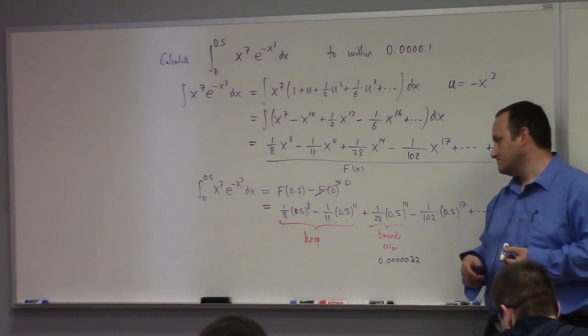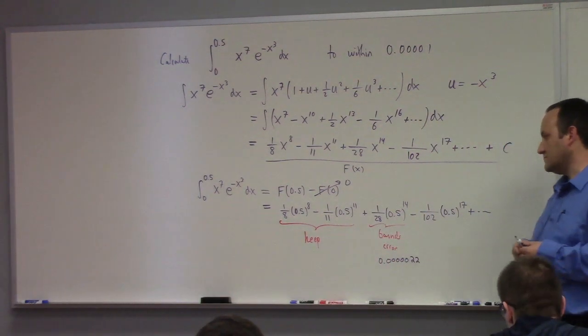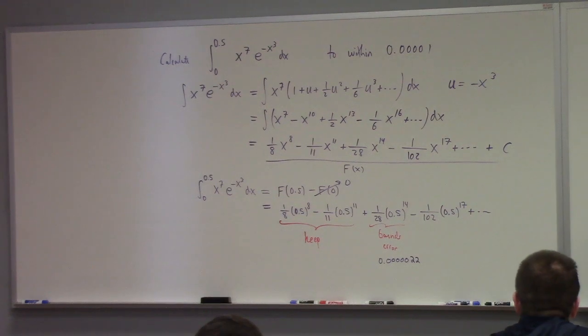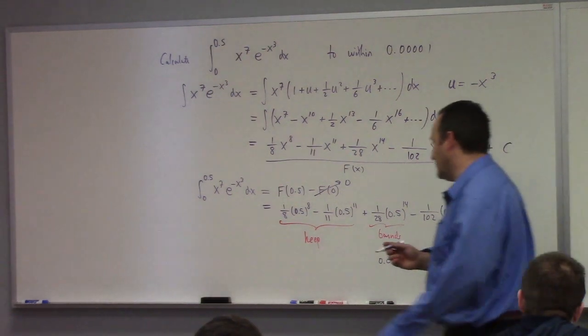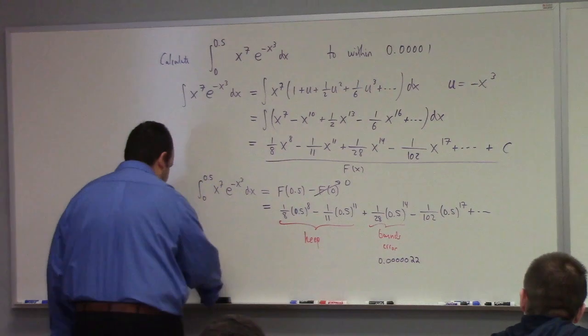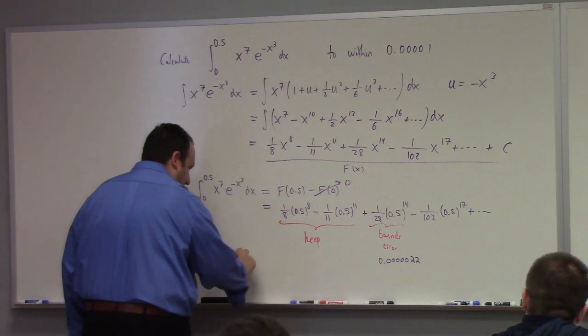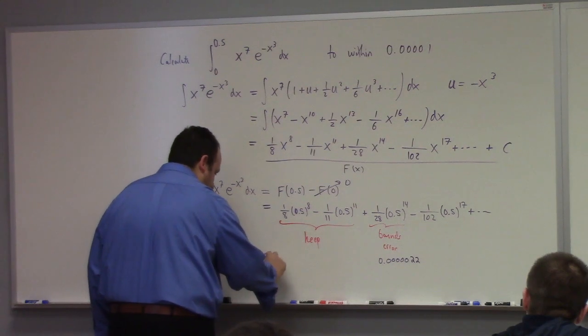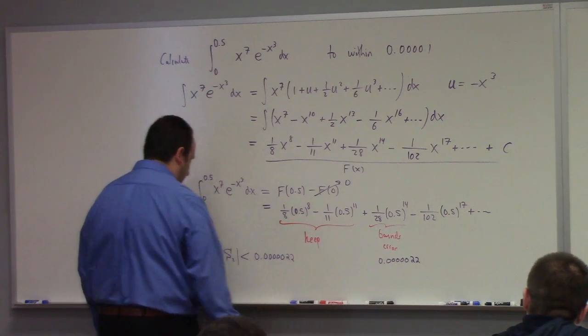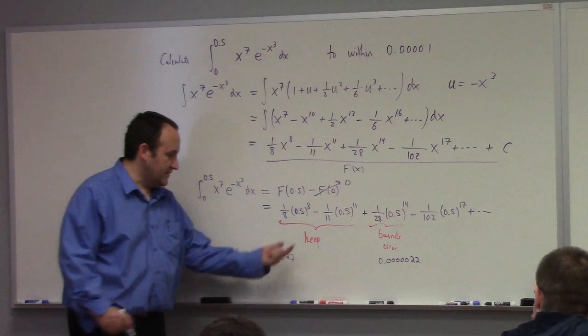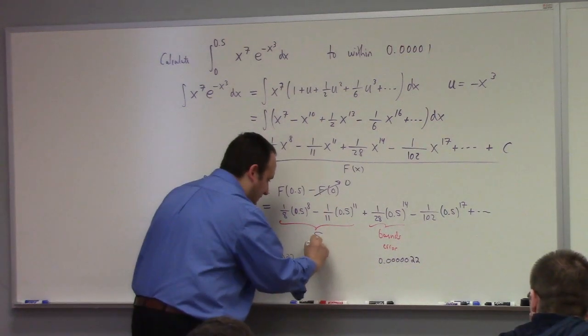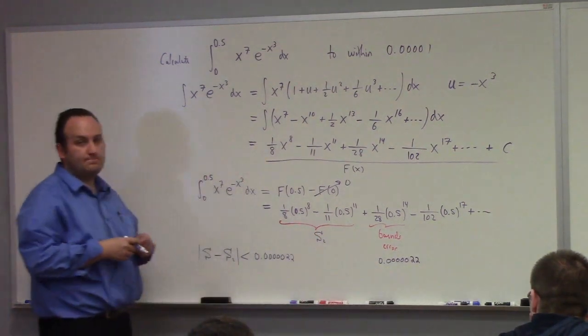And the third term, does it bound that term? The alternating series estimation theorem says that if we look at the full series, let's call it S, then S minus S2 is less than 0.00000022 in this case, where S2 is this. This is S2, the second partial sum.